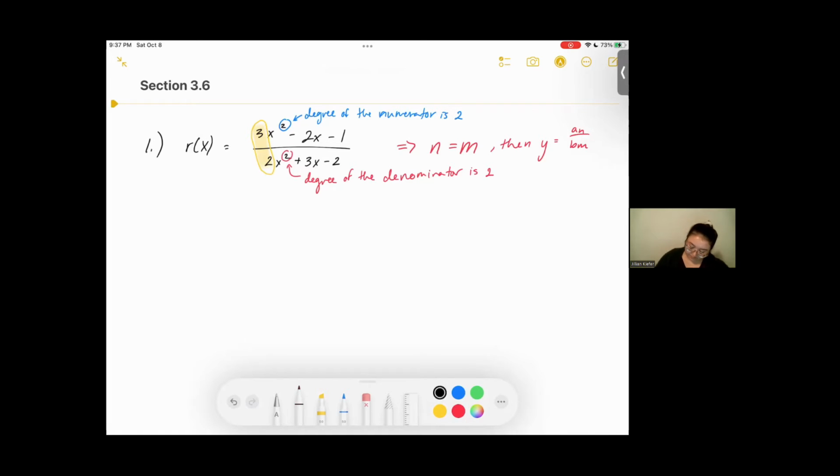So the horizontal asymptote is y is equal to 3/2.